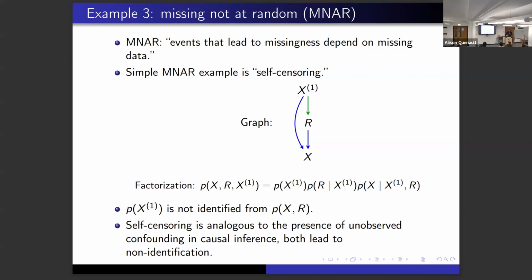The simplest example of MNAR that people often worry about is self-censoring, where the variable's value somehow influences the probability that it's censored. This arises in practice all the time, and in general, it's kind of hard to deal with without more assumptions. Here I get this kind of factorization, and in general, the full data distribution is not identified from the observed data distribution with self-censoring.